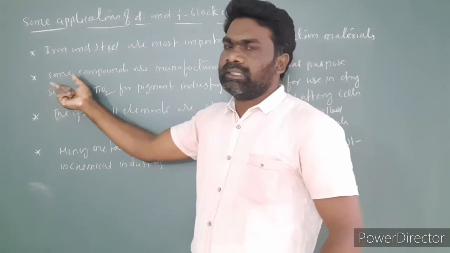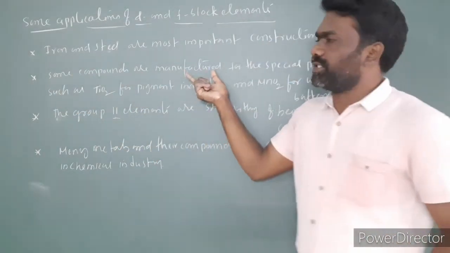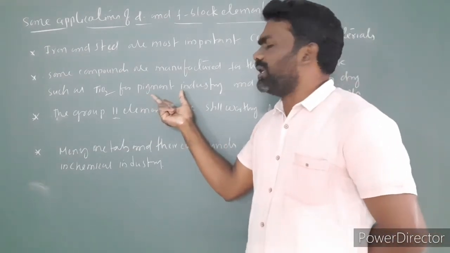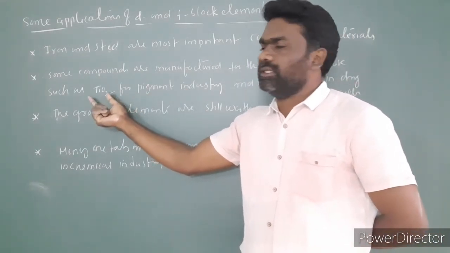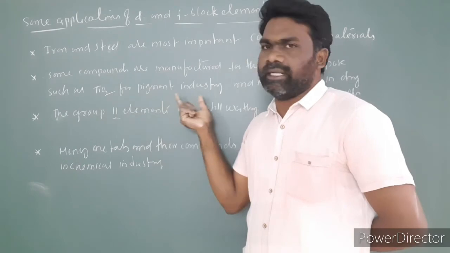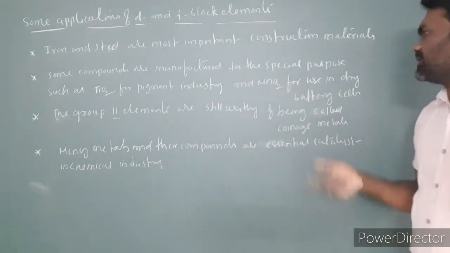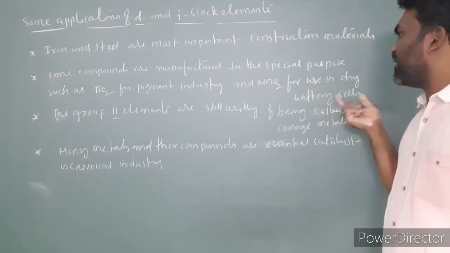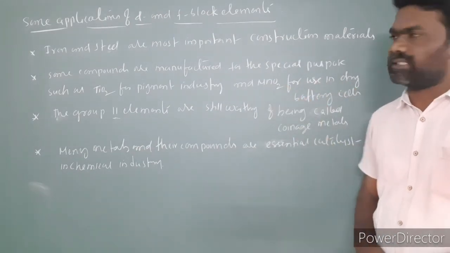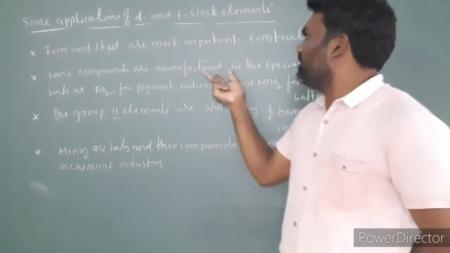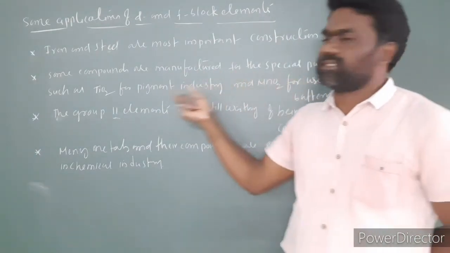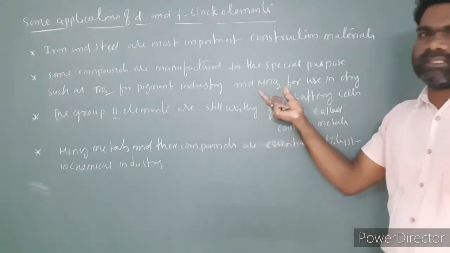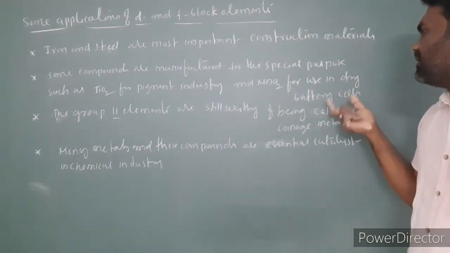The next one: some compounds are manufactured for special purposes. For example, in the pigment industry we can use titanium oxide, and in dry battery cells we can use manganese dioxide, MnO2. So titanium oxide for the pigment industry and manganese dioxide for use in dry battery cells.